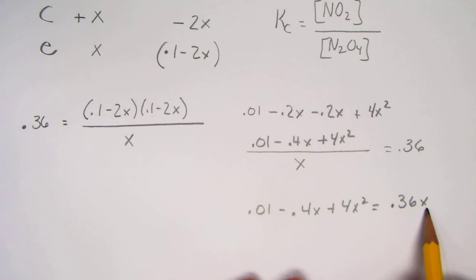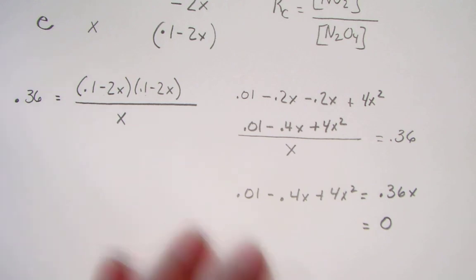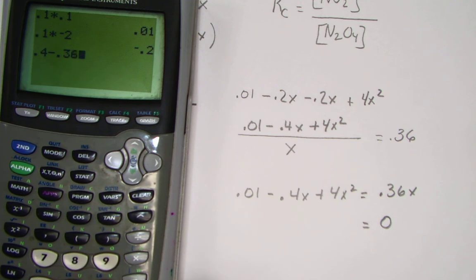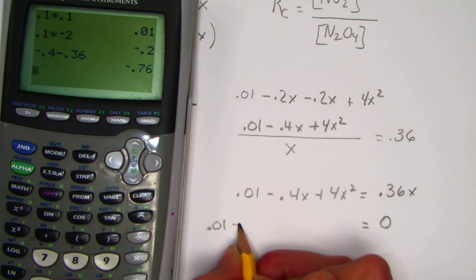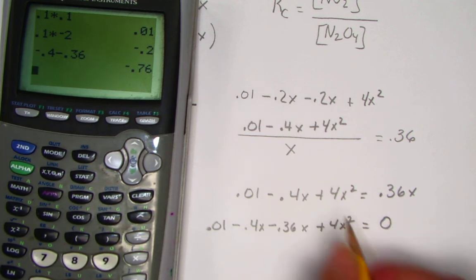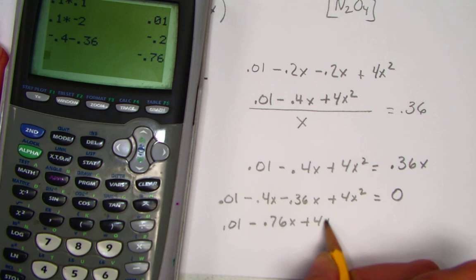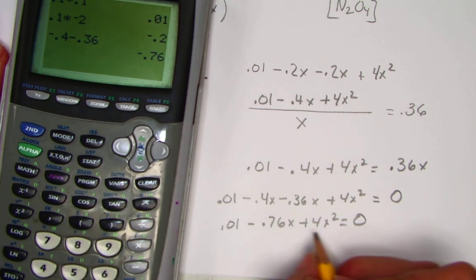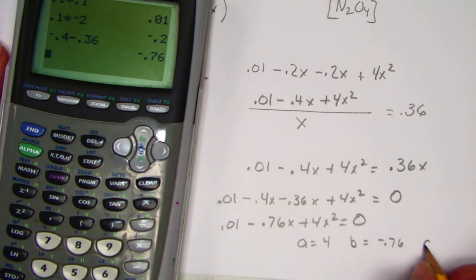Let's bring the 0.36x to the left side so we can set it equal to 0 and get our quadratic equation set up. Negative 0.4 minus 0.36 is going to give us negative 0.76 when we combine those like terms. So we have 0.01 minus 0.4x minus 0.36x plus 4x squared. That's bringing this over to the left side. And we said to combine those like terms, and this is what we see. So the value of A is positive 4, the value of B is negative 0.76, and the value of C is positive 0.01.